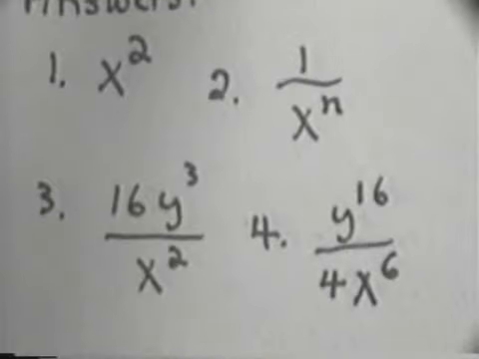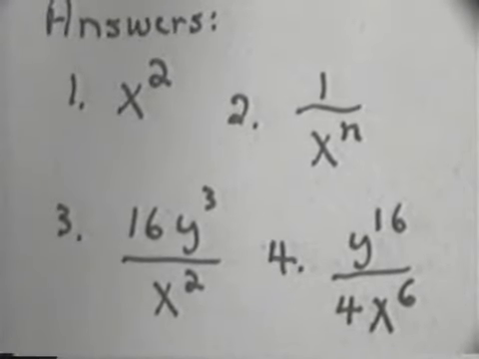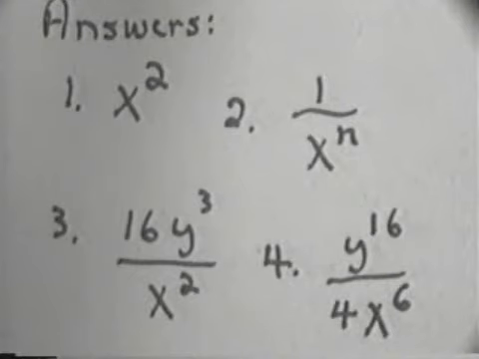Here come the answers. The answer to the first one is x squared. The answer to the second one is 1 over x to the n. The answer to the third one, 16y cubed divided by x squared. And the answer to the fourth one, y to the 16th divided by 4x to the 6th. If you disagree with any of these answers, be sure to check with someone.